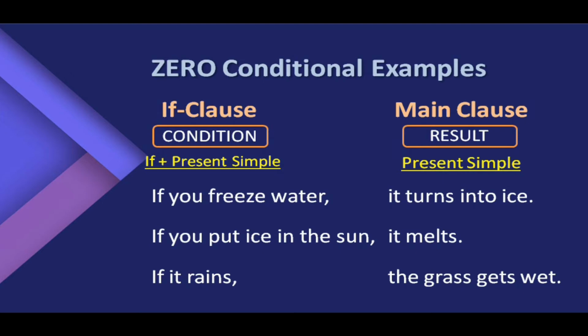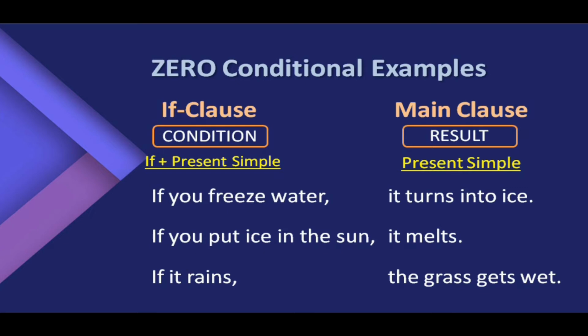Let's see the second example. If you put ice in the sun, it melts. Here in this sentence we have two parts. One is called the if clause and the second is called the when clause. In the if clause we have the condition. The condition is that if you put ice in the sun. In the when clause we have the result, it melts.